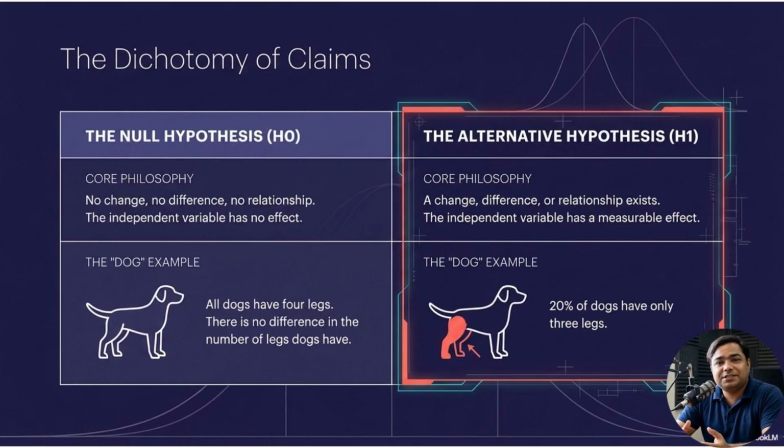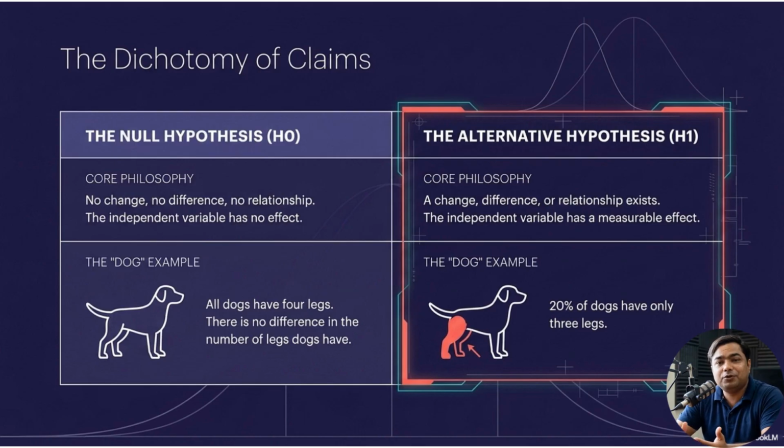In hypothesis testing, we always begin with two competing claims. The first one is called the null hypothesis, written as H0. The null hypothesis usually says that there is no change, no difference, or no relationship. The second one is called the alternative hypothesis, written as H1. The alternative hypothesis says that there is a change, a difference, or a relationship.